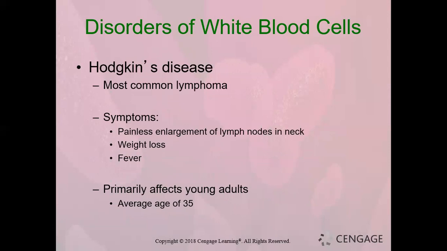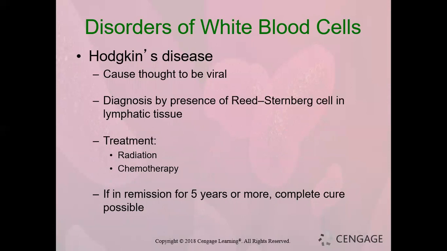Excuse me, Hodgkin's disease is the most common type of lymphoma. They're going to have painless enlargement of the lymph nodes in their neck. They're going to lose weight. They're going to have a fever. And the average age of people who get this is 35. The cause is thought to be viral, isn't that interesting?